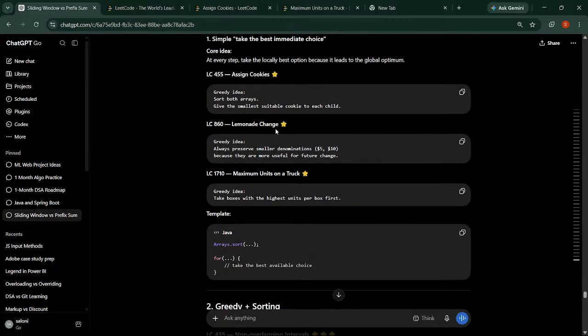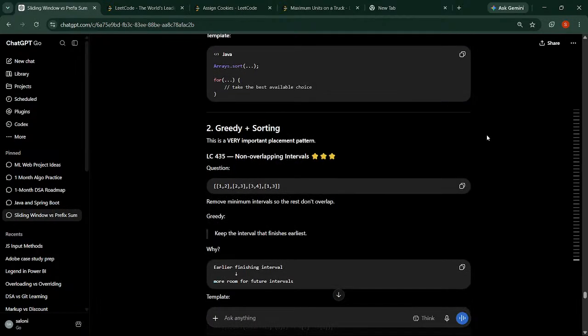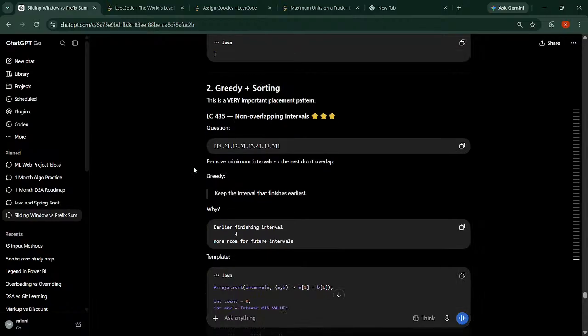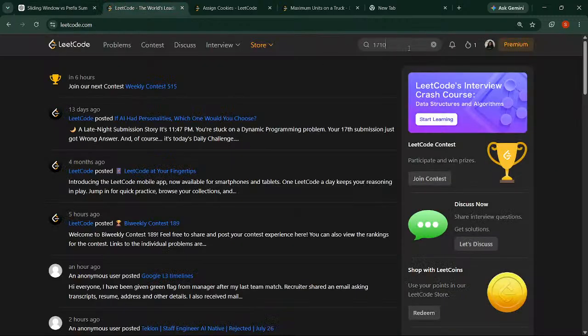Okay, I did assign cookies, laminate chain, maximum units on a truck. Now I'll be solving greedy plus sorting, non-overlapping intervals. That is LeetCode 435. Okay, I will first try to understand this myself. 435.